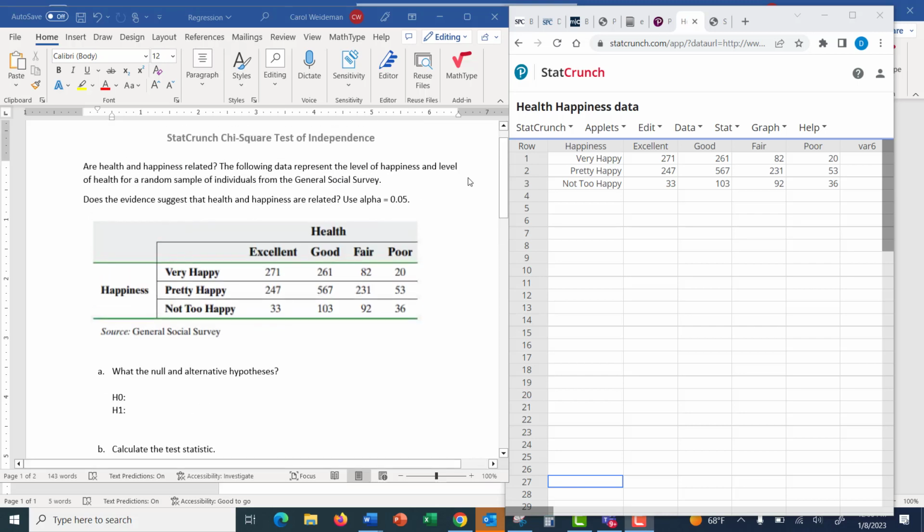In this short video, we're going to use StatCrunch to do a chi-square test of independence on a contingency table. So we have a problem: are health and happiness related? The following data represent the level of happiness and level of health for a random sample of individuals from the General Social Survey. Does the evidence suggest that health and happiness are related? Use alpha equal to 0.05.